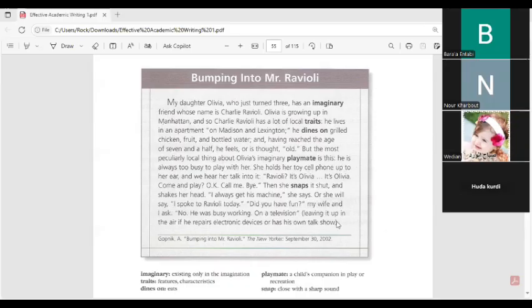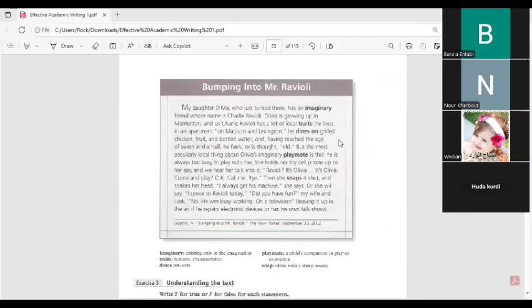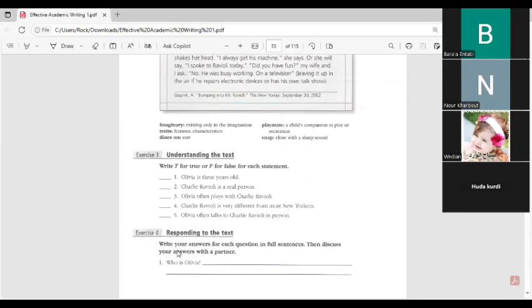As you see, Mr. Ravioli is an imaginary playmate to Olivia, who is a little child, and she's imagining that she's talking to somebody who she calls Ravioli. Below you can see some words and their definitions. Here we have true and false.